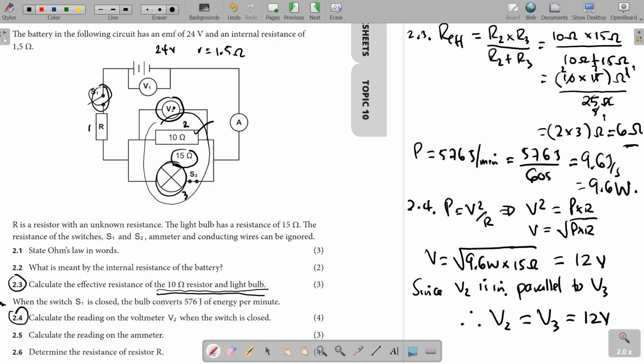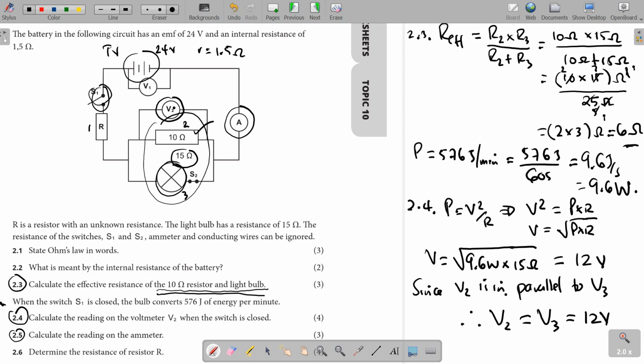Okay, so once we know that, they're telling us here in 2.5 to calculate the reading on the ammeter. So this is the ammeter right here. How do we find this? First of all, we need to calculate the actual voltage here, when the switch is closed. Remember, when the switch is closed, the EMF will be reduced to terminal voltage because of the internal resistance in the battery. Once we know that, we'll find the terminal voltage.